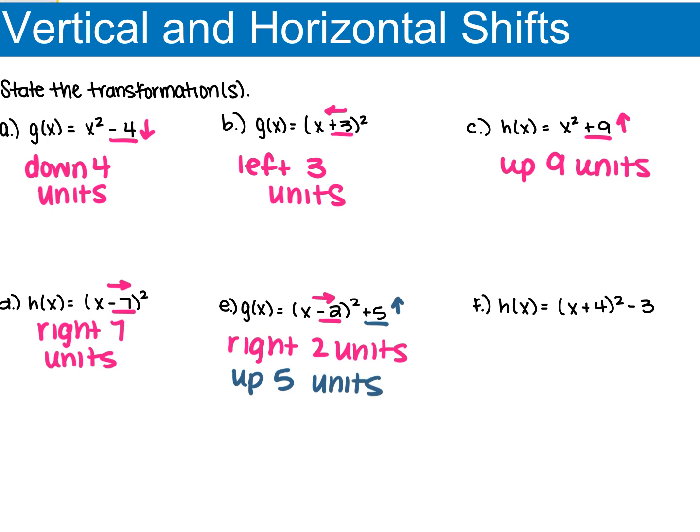For example, F, we have h of x is equal to (x plus 4) squared minus 3. Again, we're going to work left to right here. We have that plus 4 inside the parentheses, so think opposite. We're going to the left 4 units. And then after the parentheses and the squared, we have that minus 3, so that means we're going down 3 units.